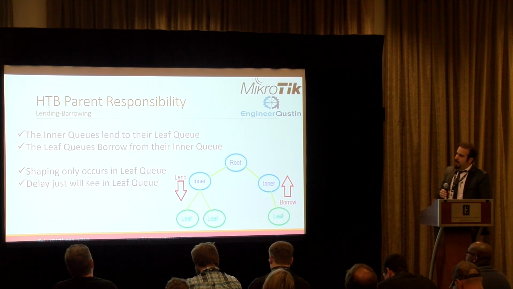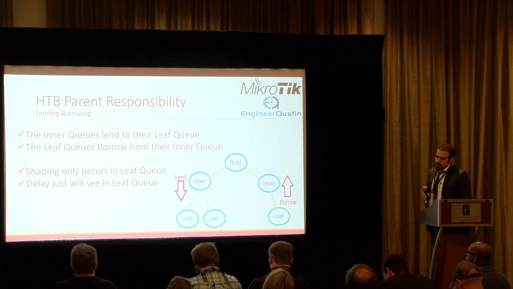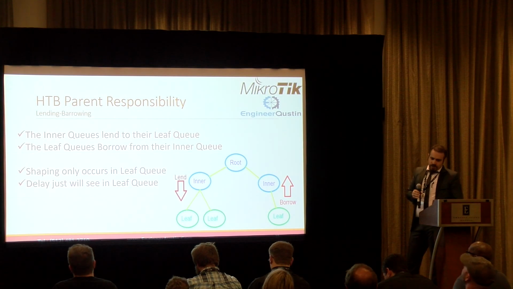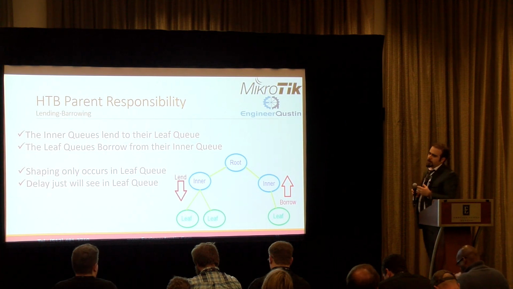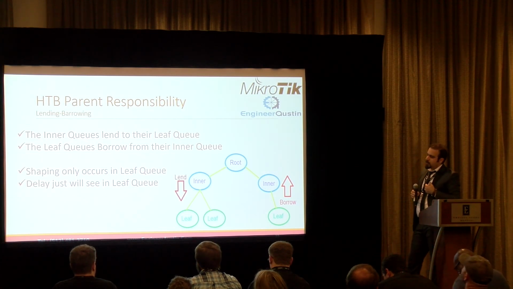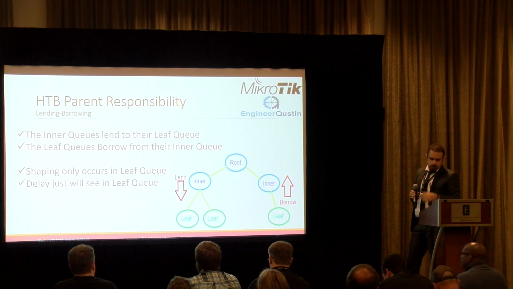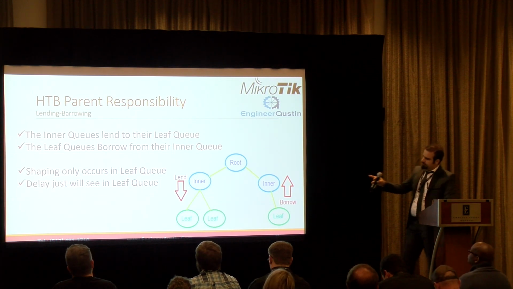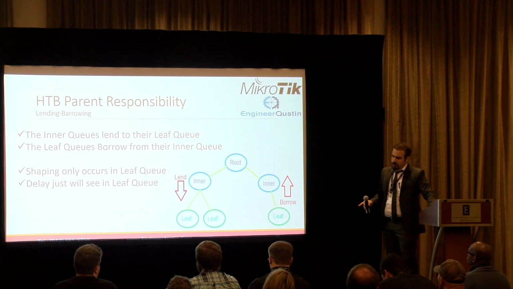Inner queue is just responsible, as we said, for traffic distribution. In case of a multi-level queue structure, tokens used in a child queue are also charged to their parent. In other words, child queues borrow tokens from their parent, and the parent lends the tokens to the leaf queue. But these things happen under specific conditions. We talk about the conditions in the next slide.